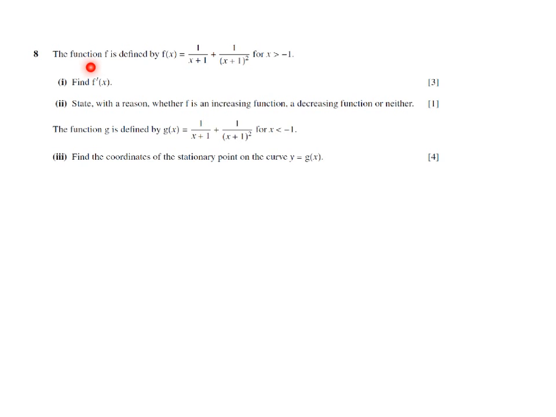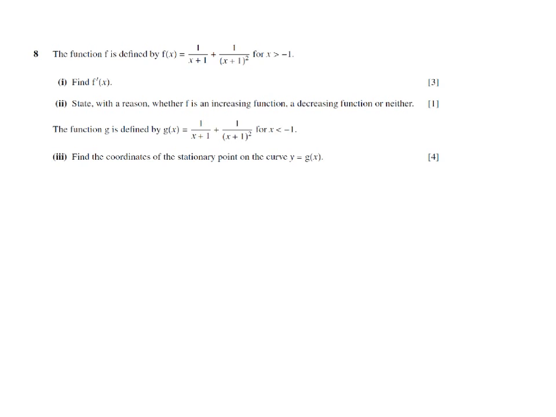What does it say? Question 8. The function f is defined by f(x) equals 1 over x plus 1, plus 1 over (x plus 1) squared, for x greater than minus 1. And the first question for 3 points is find the derivative. Differentiate the function with respect to x.